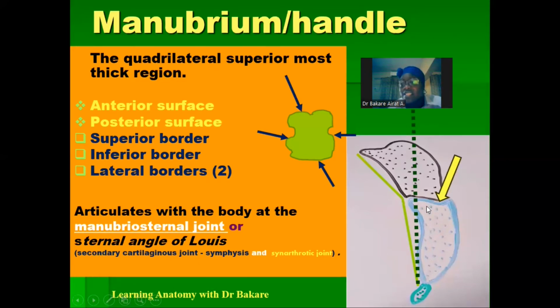So the joint that is created between the manubrium and the body of the sternum is a secondary cartilaginous joint. And an example of this joint is a symphysis. We know that cartilaginous joints that are seen along the midline plane are symphyses. So a very good example of a symphysis is the manubriosternal joint that is classified under the secondary cartilaginous joint. If you want to do a functional classification of this joint, we can say it's a synarthrotic type of joint, which means that they allow for little movement.